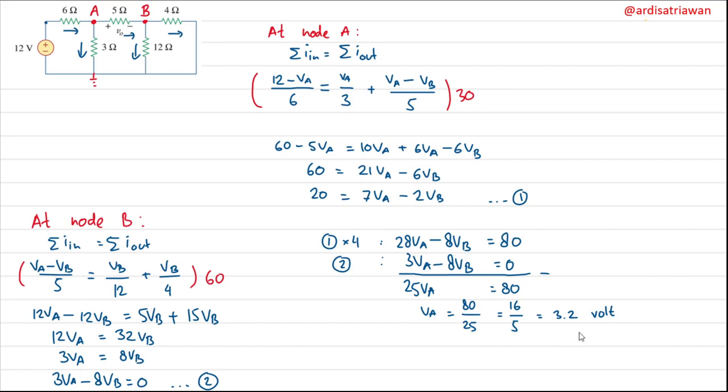And if VA is 3.2, we can find out VB. So let's plug this into equation number 2 maybe. I'll have 3 multiplied by 3.2 minus 8 VB.